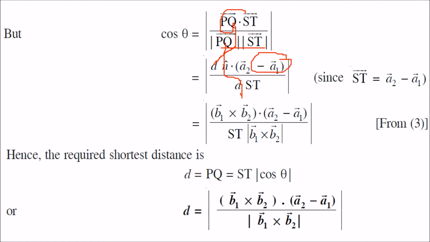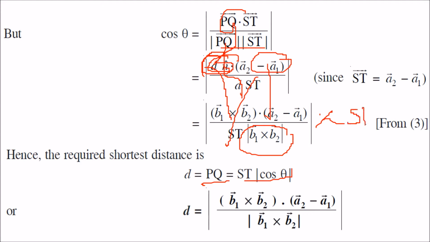This is nothing but B1 cross B2 by B1 cross B2 magnitude, and this is nothing but ST. Let us keep it here. So the required shortest distance, which is the D, is nothing but PQ, which is actually ST cos theta. Now multiply this by ST. You get this one. So this is the D: B1 cross B2 dot A2 minus A1 by B1 cross B2 magnitude.